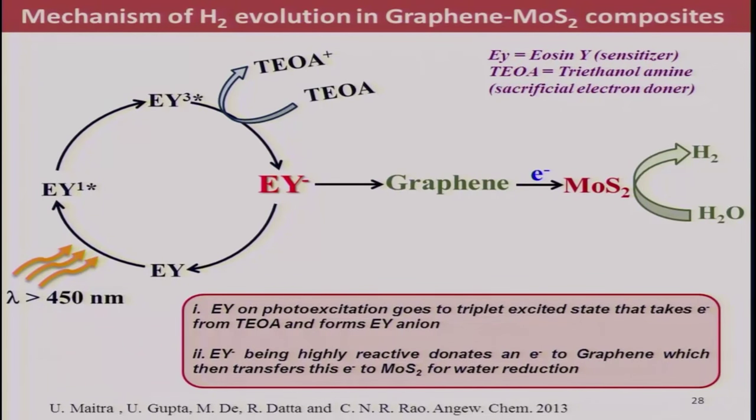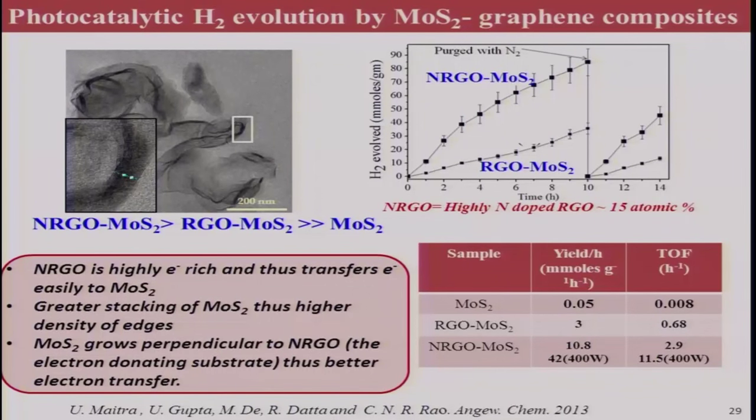So the eosin is a highly reactive species. That is why the eosin anion donates an electron to graphene very easily. And this kind of a way of doing dye-sensitized water splitting, we published a paper on that a few years ago, and it gave us reasonably good results. For example, with MoS2 particles alone, people have reported very small yield, a few millimoles of hydrogen per gram per hour, and very small turnover factor. However, if you mix it with a little bit of reduced graphene oxide, it was much better. Therefore, instead of ordinary reduced graphene oxide, we used nitrogenated reduced graphene oxide, which is much more conducting, which gave us a much better yield of hydrogen, 10 millimoles, with a much larger turnover factor.